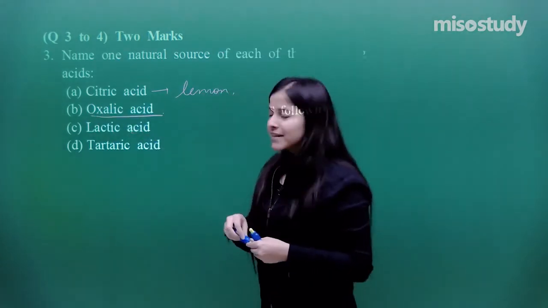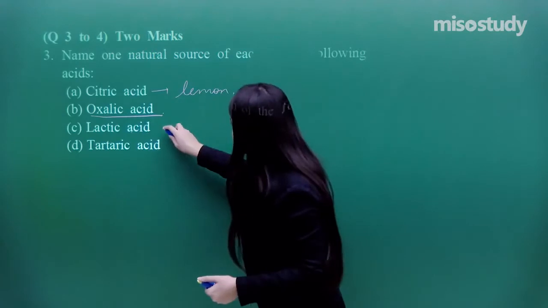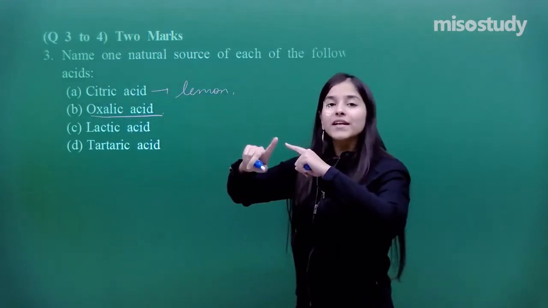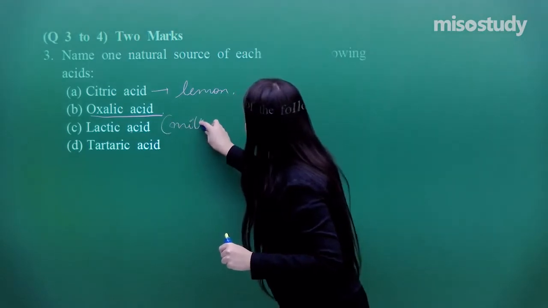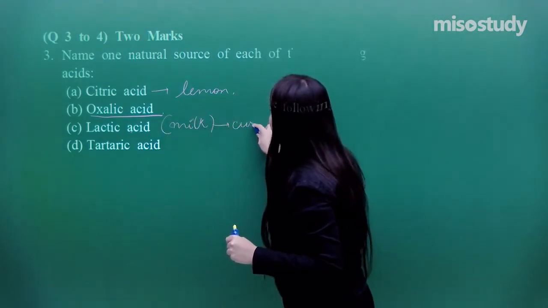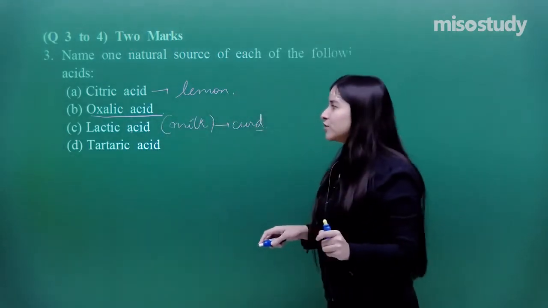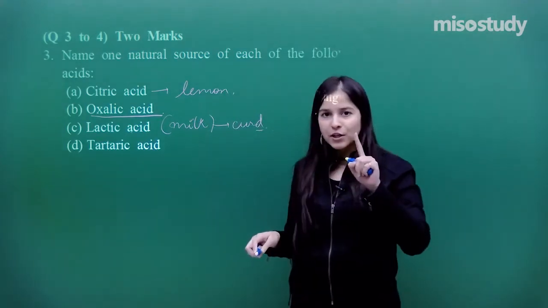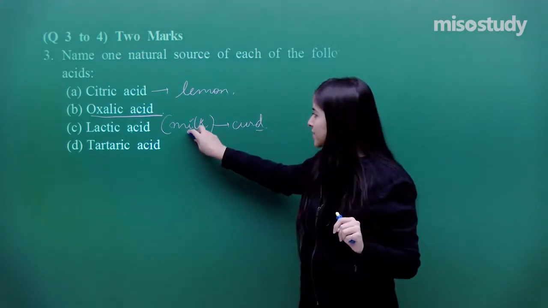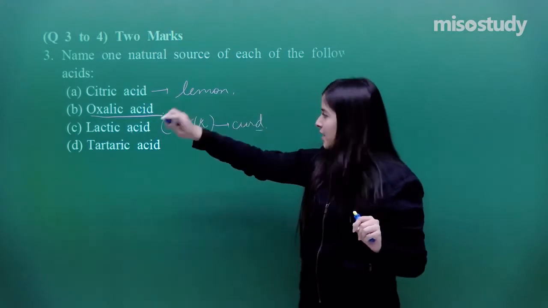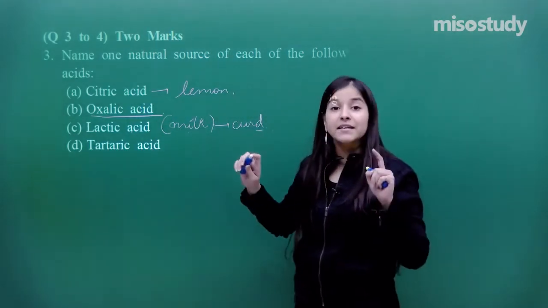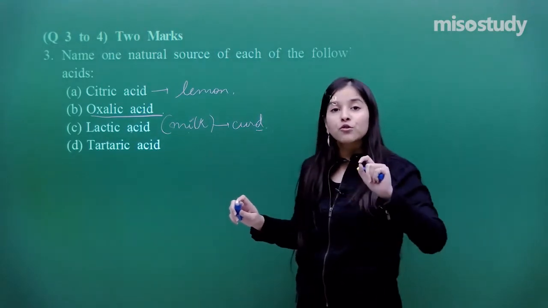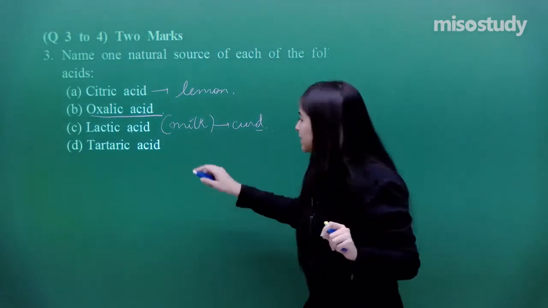If I talk about lactic acid, where is it? From lactose you can correlate, lactose is milk. So it is present in the milk, or I can just say the curd. When milk gets turned into curd, the only acid responsible for it is lactic acid. Now coming on to tartaric acid. Tartaric acid is present in grapes, and that too those sour, unripe grapes.